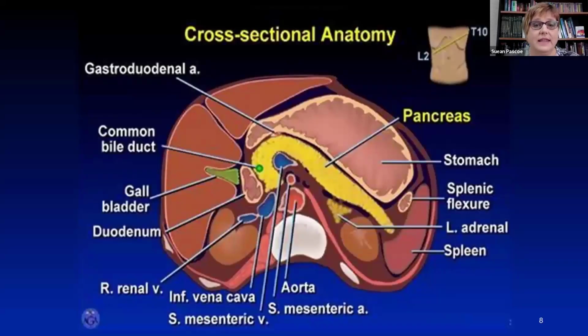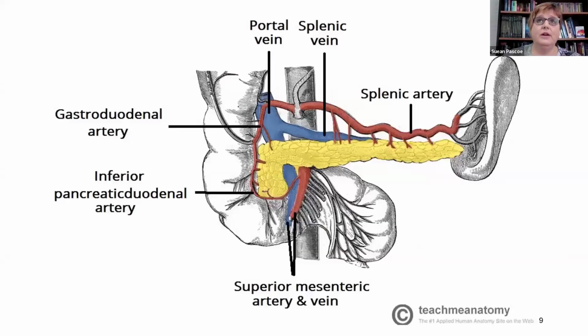When we look at the cross-sectional anatomy, you can see where the stomach is sitting in relation to the pancreas. You'll also notice the aorta, the SMA, and the superior mesenteric vein here, and those become our key anatomical landmarks for finding the pancreas. There are several major vessels. The aorta and inferior vena cava pass posteriorly to the head of the pancreas. The superior mesenteric artery lies behind the neck of the pancreas and anterior to the uncinate process.